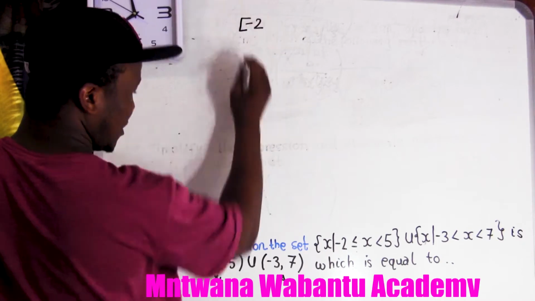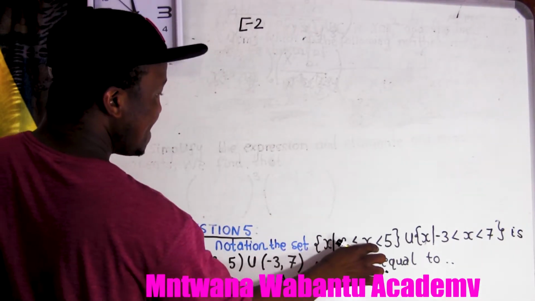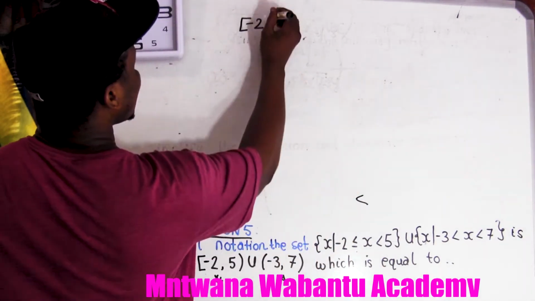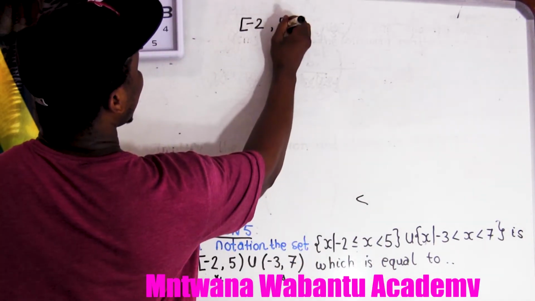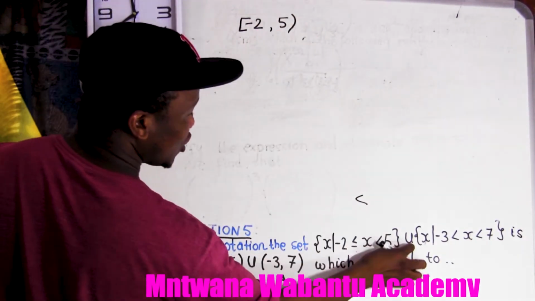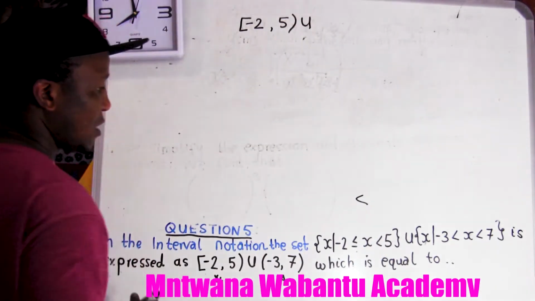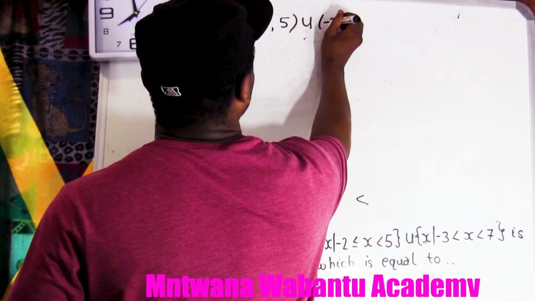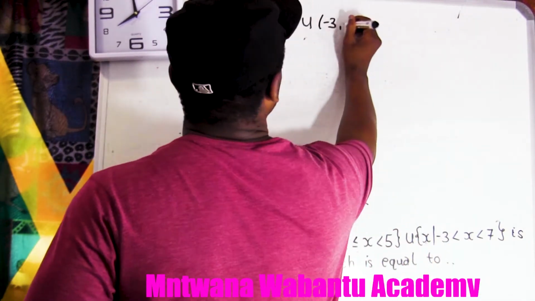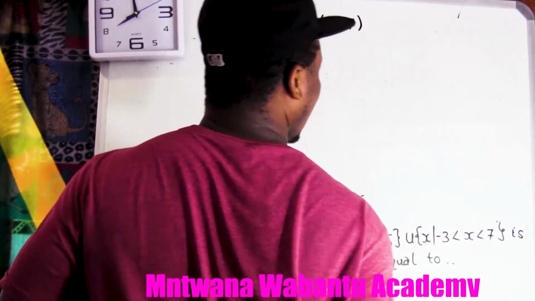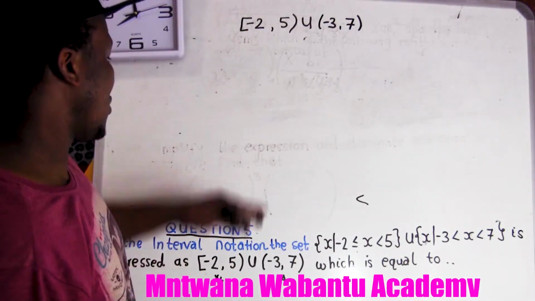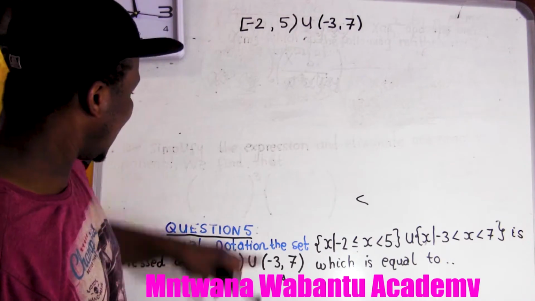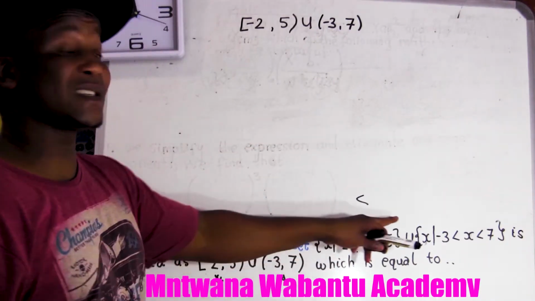So this is including because of this sign here. This is excluding because it doesn't have an equal sign. So it's -2 to 5, and then excluding, we write this. Union. Now we come here. -3 excluding, and then all the way to 7 excluding. See? So we have expressed this set builder notation as the interval, which you can see is the same as this. So it's true what they say here.